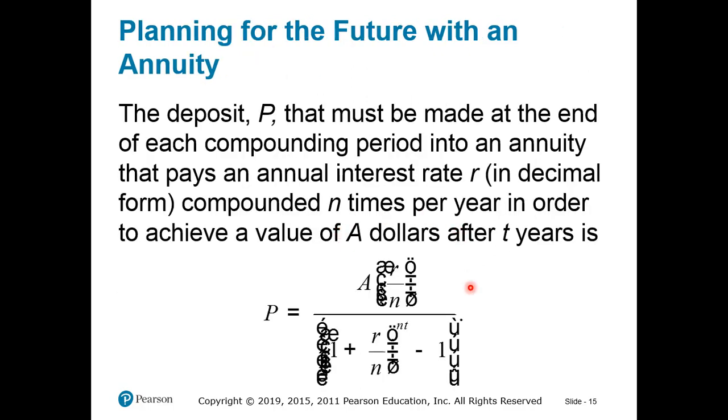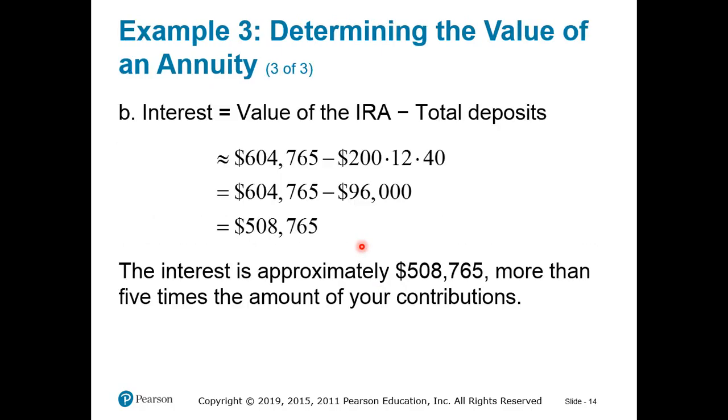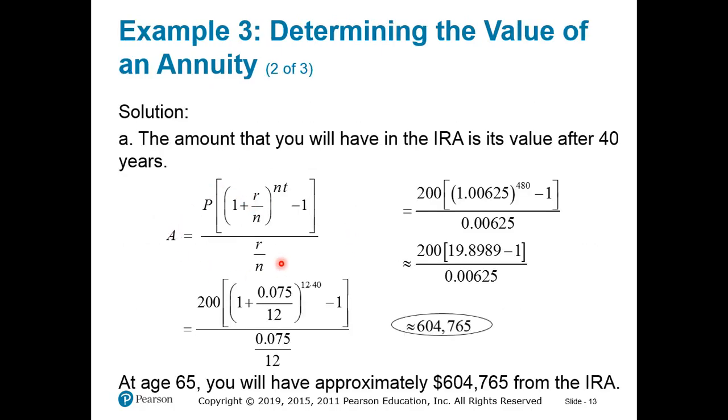Now, planning for the future with an annuity. So here's the thing. The deposit, or your regular payments, P, must be made at the end of each compounding period in an annuity that pays an annual interest rate R, compounded n times per year, in order to achieve a particular goal, which is A, right? All you do is take your formula. This is not correct, so I'm just going to go back to the formula. All you're doing is taking this formula and solving for P.